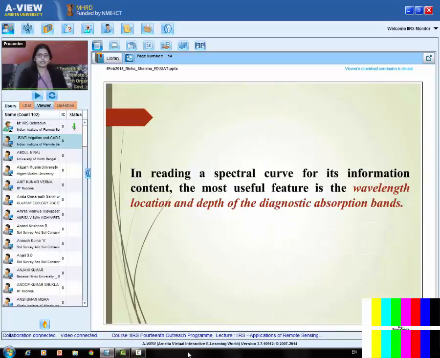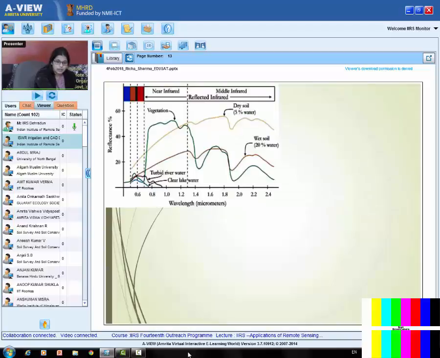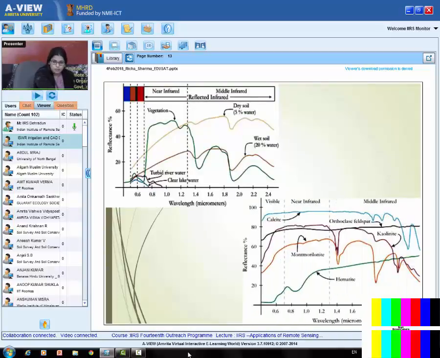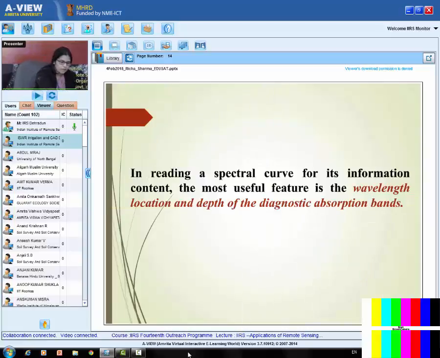Now, in reading the spectral curve for this information content, the most useful feature we have seen over here is that we can see the reflectance everywhere, but these absorption dips, for example, a 2.2 dip for kaolinite, or this 0.9 and 1 micrometer dip for iron, are important. So what we have to analyze is the location and depth of the diagnostic absorption bands.